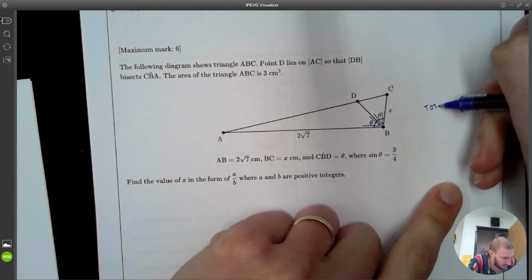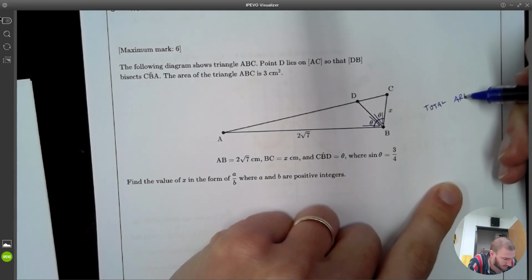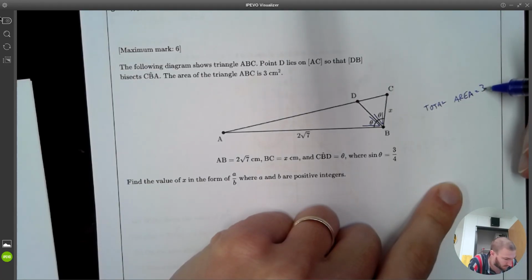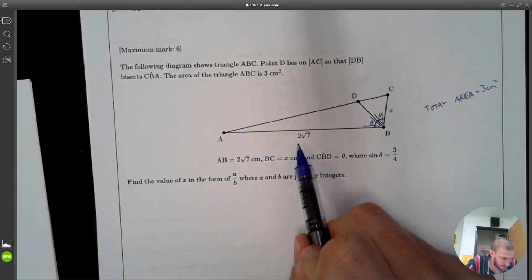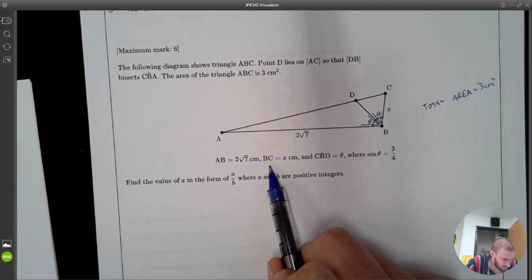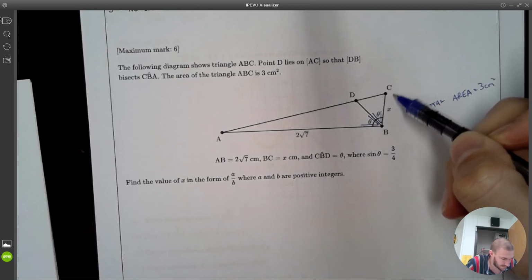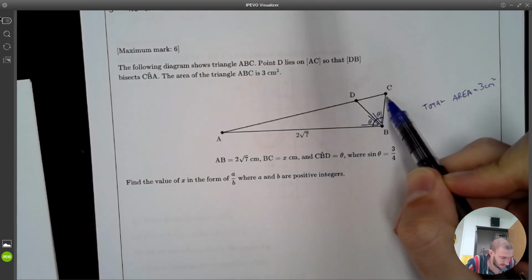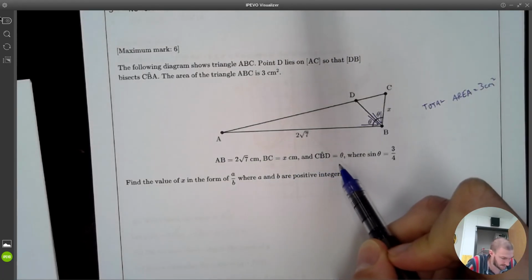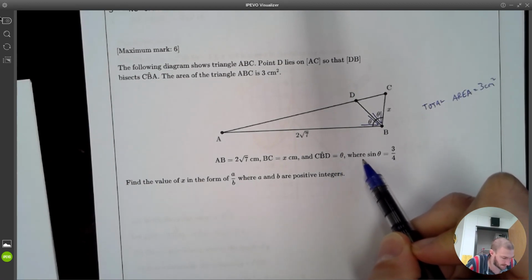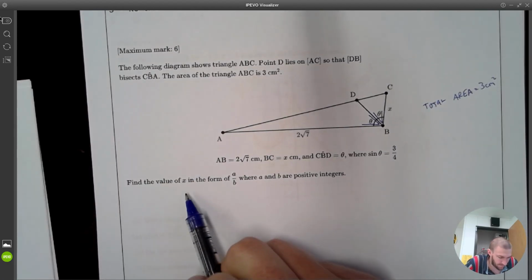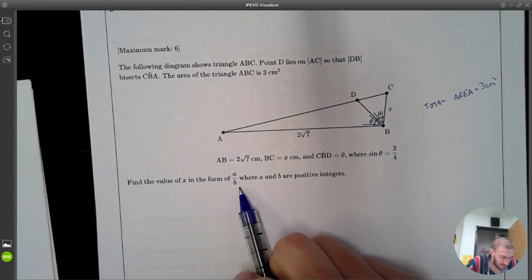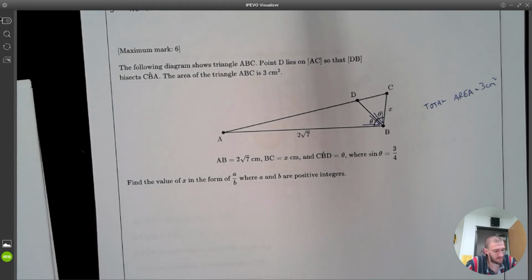Okay. Total area equals 3. AB is 2 square root 7. BC is x. CBD is theta. And sine of theta is 3/4. Okay. Find the value of x in the form of AB, where A and B are positive integers.